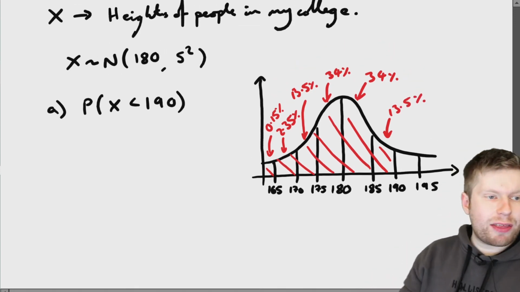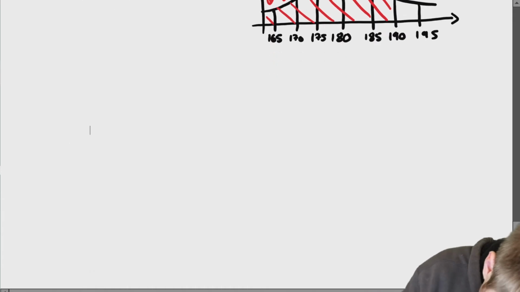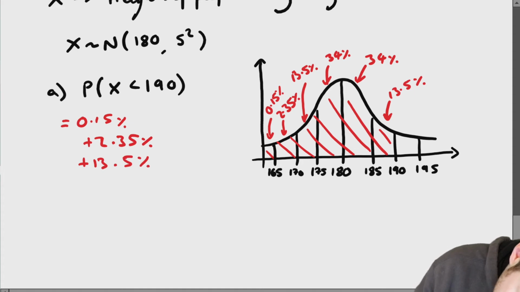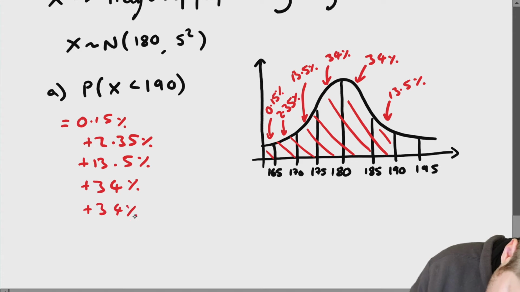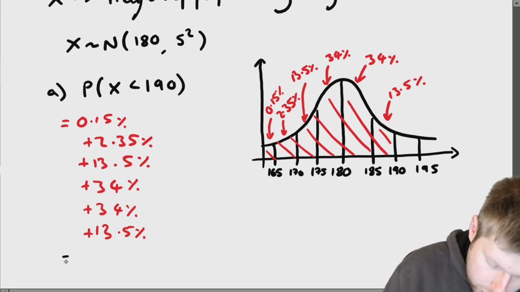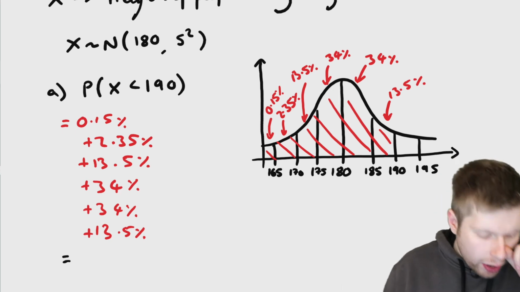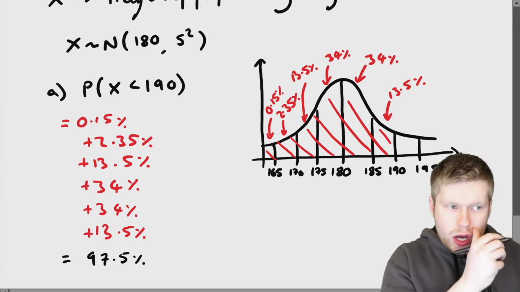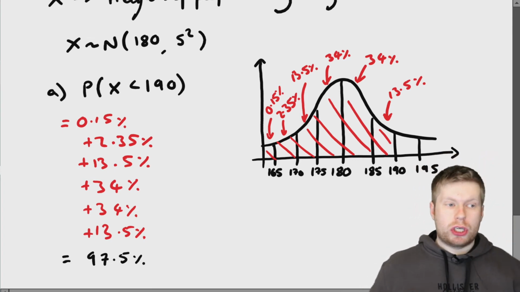So I just need to add all of those probabilities together. It's going to be 0.15% plus 2.35% plus 13.5% plus 34% plus another 34%, and then finally plus 13.5%. If I add all these probabilities together, that should be 97.5%. So 97.5% of my values should be less than 190.